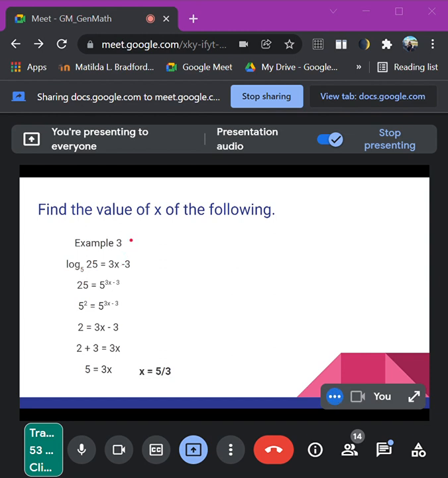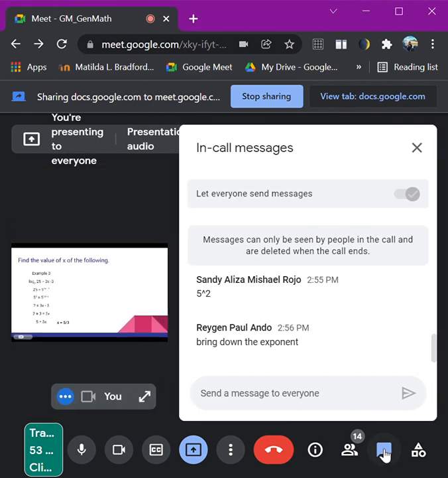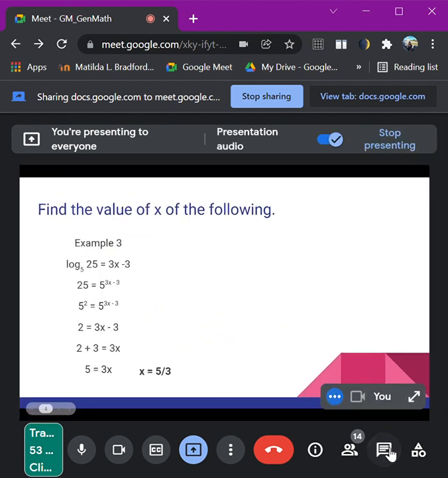Okay? Questions for the next example. Walay question for example number 3. Okay. So, can I see a thumbs up?